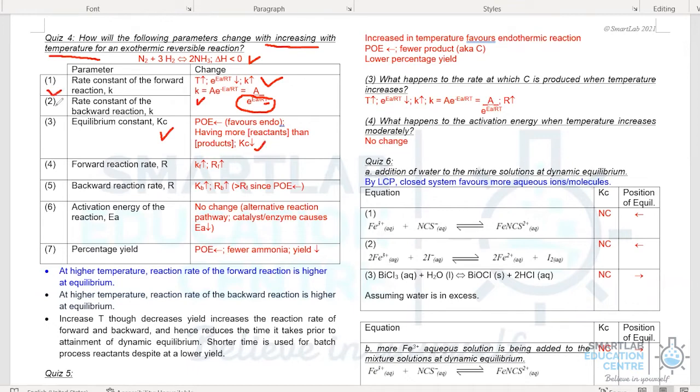In line with your 1 and 2, in terms of the rate constant, if both rate constants increase, then the rate backward and the rate forward also increase. However, you need to bear in mind that they are not equal.